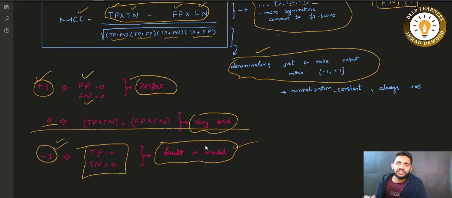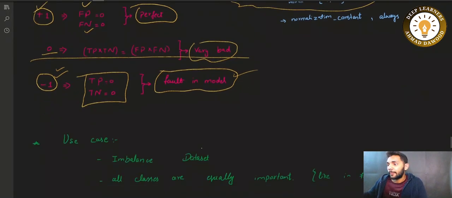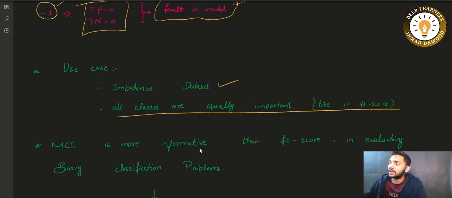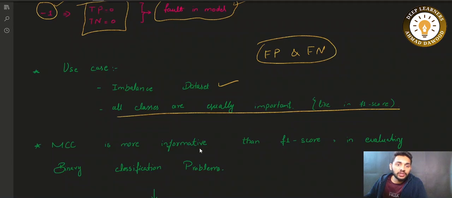Now, where can we use MCC? As we have discussed, in the case of an imbalanced data set we can use multiple measures, and MCC is used in the case of an imbalanced data set. So, about which error are we more conscious, and in which case can we use MCC? The use case is an imbalanced data set, when you care equally about all the classes, or you care the same about false positives and false negatives, and both errors are equally dangerous for you. Then you can use MCC, like you can use the F1 score. In the same way, you can use the MCC score.